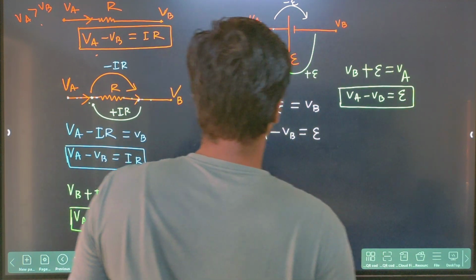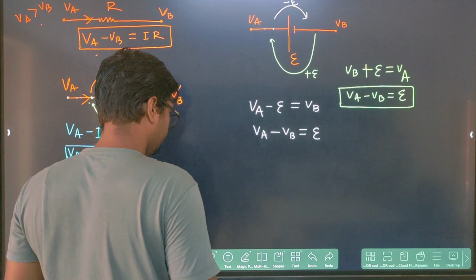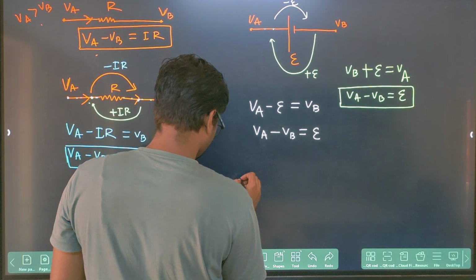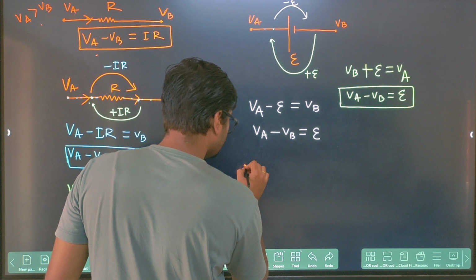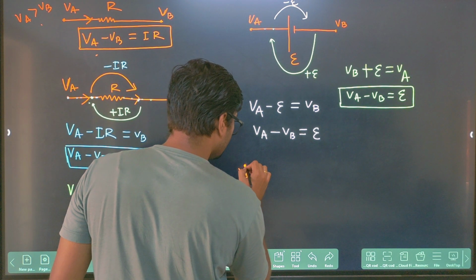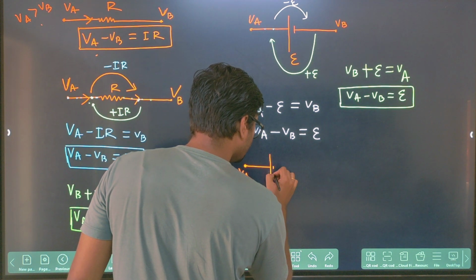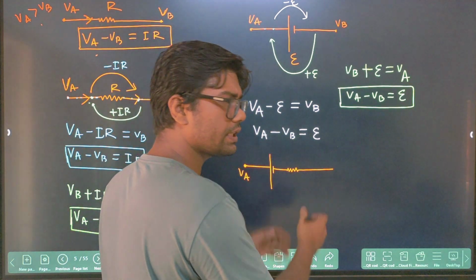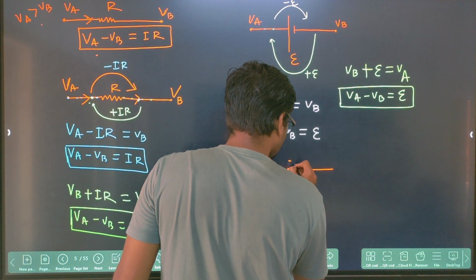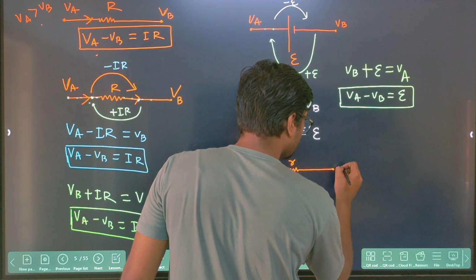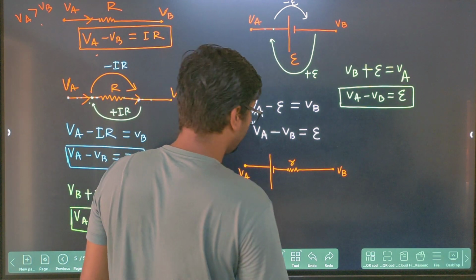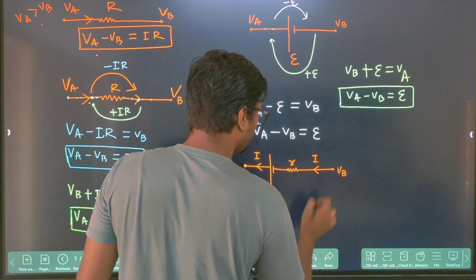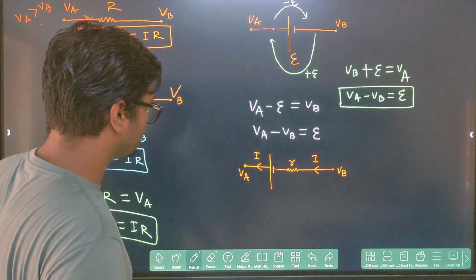Clear? Now let's say I put a resistor. This thing is clear now. Now what I will do, I put a resistor here. Let's say this is your VA and this is your cell, and there is a resistor here. Or you can say this is a cell which has internal resistance, small r. And this is your VB. And the current is flowing in this direction. Can you write down the equation like this?